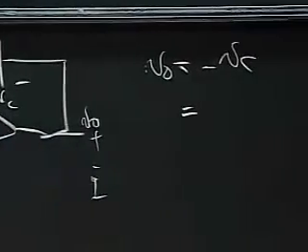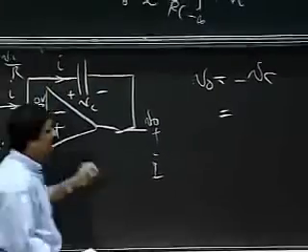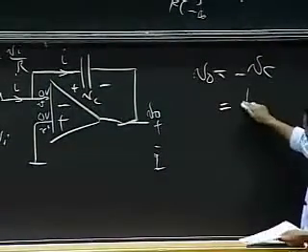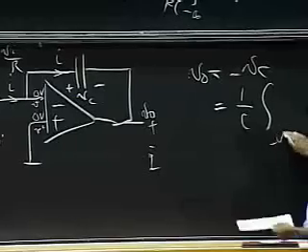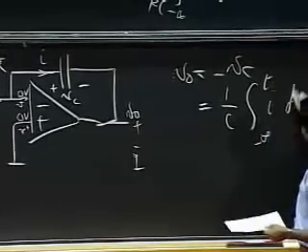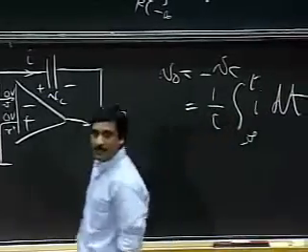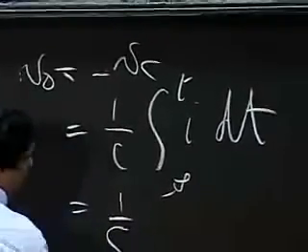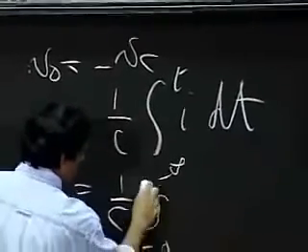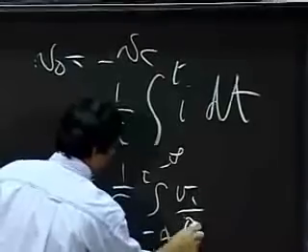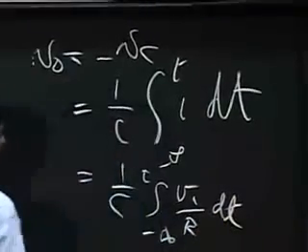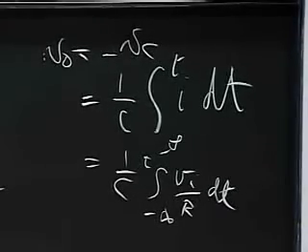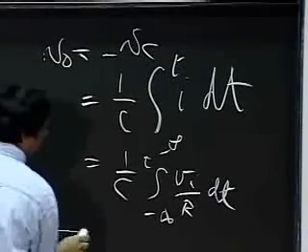Okay, and I know that if I have a current I through a capacitor, what is VC? If I have current I through a capacitor, then this is simply 1 by C integral I dt. And I, by design, is VI divided by R. So I have my integrator.